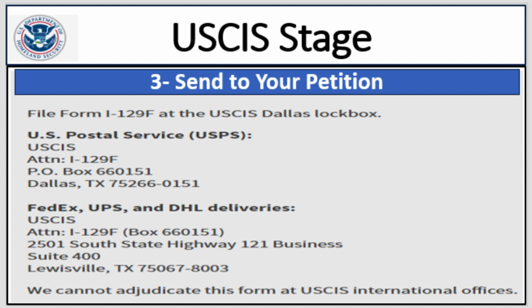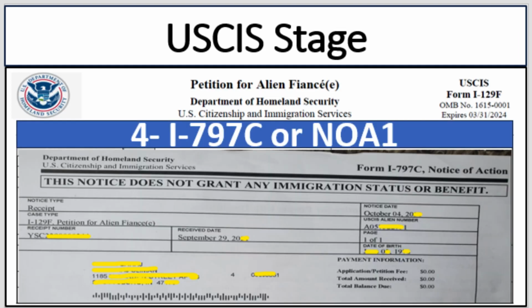Now, when you send your petition to USCIS, they will receive it and process it. If they say everything is good with your case, they will send you an I-797C, Notice of Action 1, that's C4. This I-797C will have some important information about the petitioner and the applicant, which is the beneficiary. You will have the petition type, the case type, which is I-129F petition for alien fiancé.